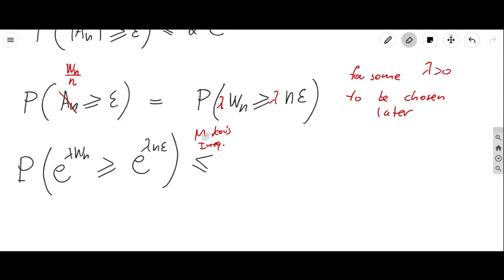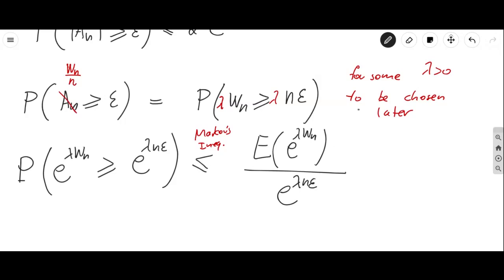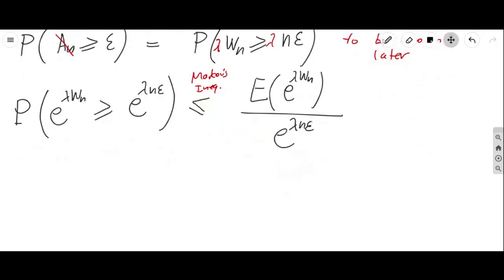So you've probably noticed that we never use Markov's inequality directly. We usually manipulate the inequality a little bit, and then we apply Markov's inequality. So this is what we're doing, but this time we're doing it with exponents. By Markov's inequality, this is going to be the expectation of e to the lambda Wn divided by e to the lambda n epsilon. We're going to explain how lambda is being chosen, but before we do that, let's work this out.